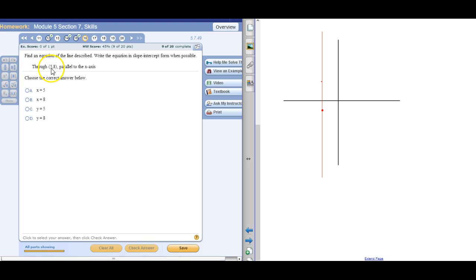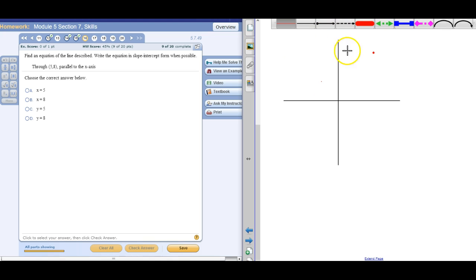Alright, through 5/8, parallel to the x-axis. So let's think about this one. So here's a point. We're going to move it over to 5/8. So 5/8, let's say that would be somewhere up here. We want it to go through that point, but we want it to be parallel to the x-axis. Well, parallel to the x-axis would mean horizontal. So what does it intersect? It intersects the y-axis. So it's going to be a y equals, and again, what y-coordinate is it going through? It's going through the y-coordinate of this point.